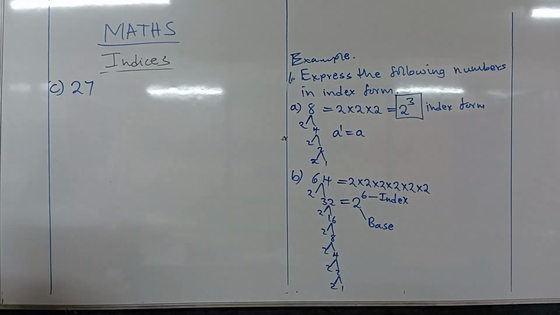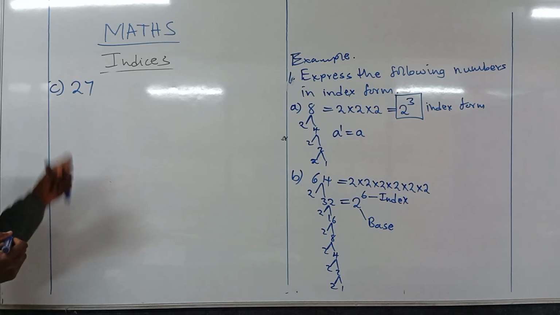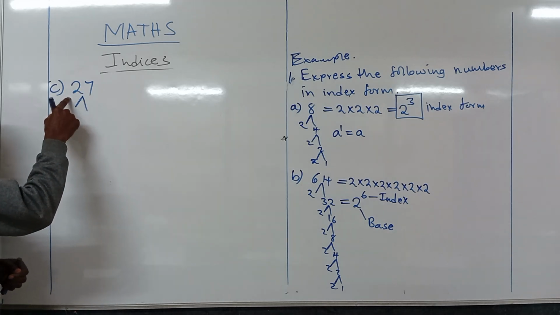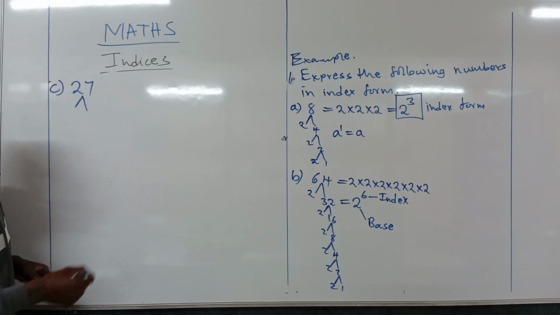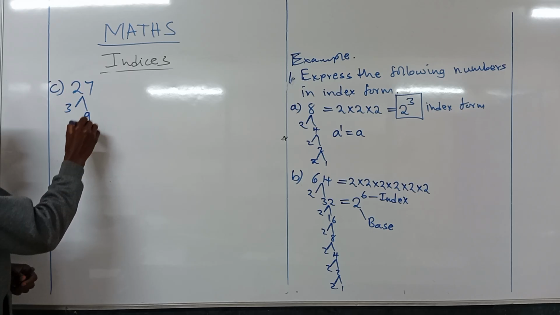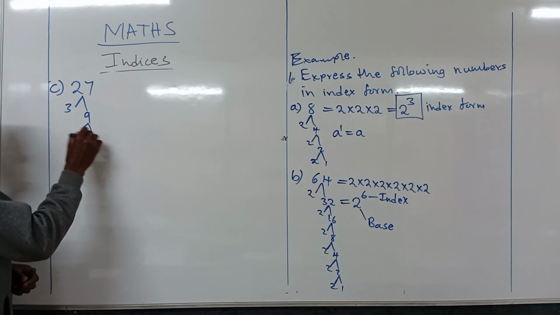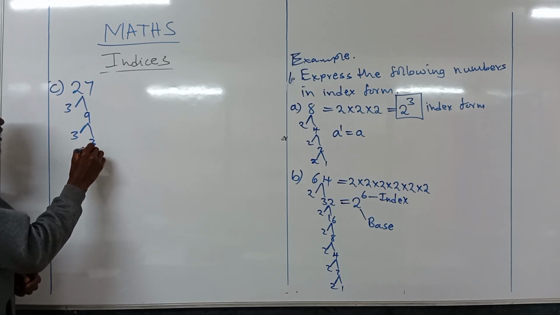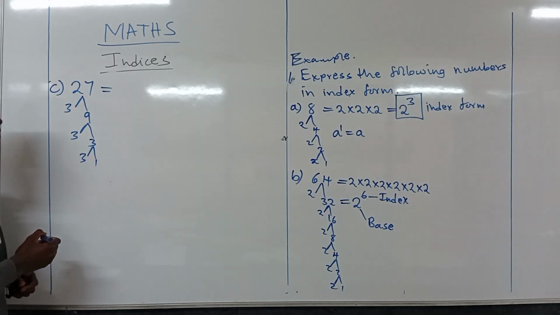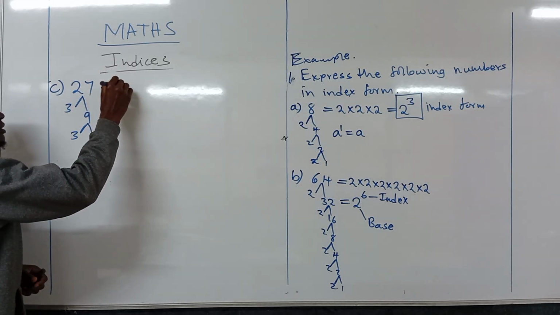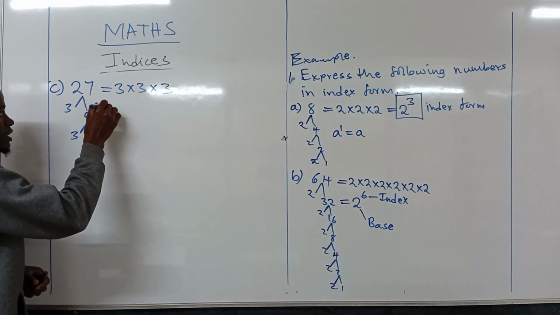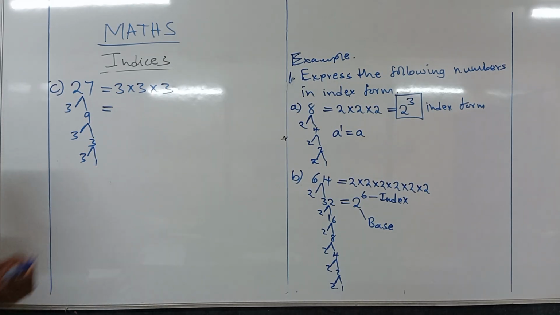So 27, the first thing we need to do is express this number in terms of its products. So 2 does not divide 27, so we go to the next prime number, which is 3. 3 divides 27 by 9. Again, 3 divides 9 by 3. So we have 3 here. 3 divides 3 by 1. So our number expressed as a product is going to be 3 times 3 times 3. The number that is repeated is 3.